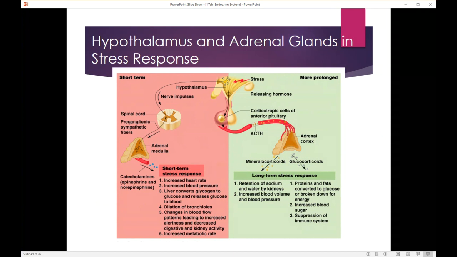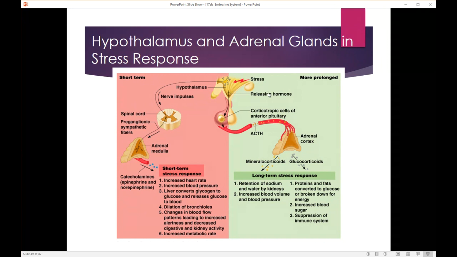Our liver is going to convert our glycogen to glucose and release that glucose in the blood because we're going to need to have that glucose to be able to utilize it for our muscles so that we can fight off or we can fly off, right? This is our fight or flight response. We're going to have a change in our blood flow pattern so we can have an increase of alertness, decreased digestion and kidney activity because we don't need to be digesting our food or making urine when we're being attacked by a lion, tiger, or bear. We are also going to increase our metabolic rate here.